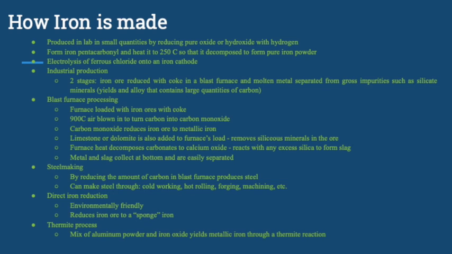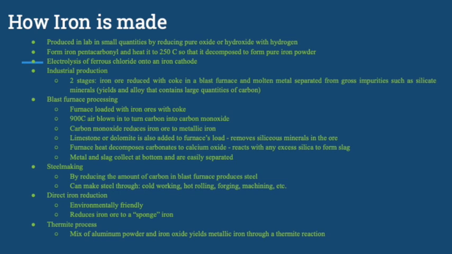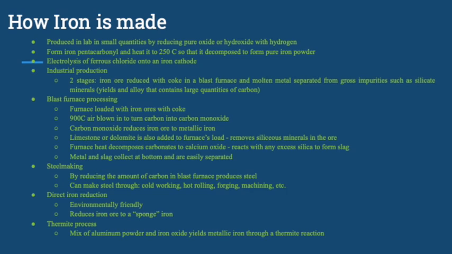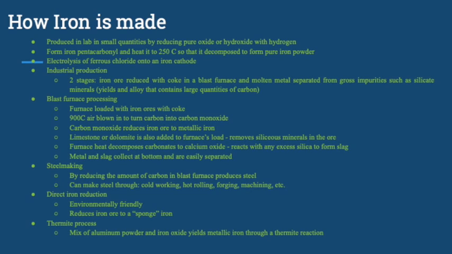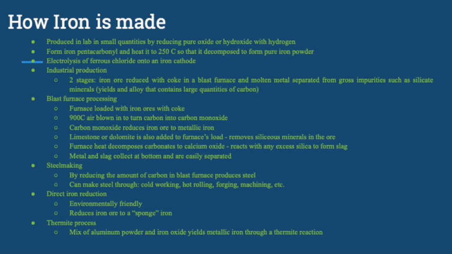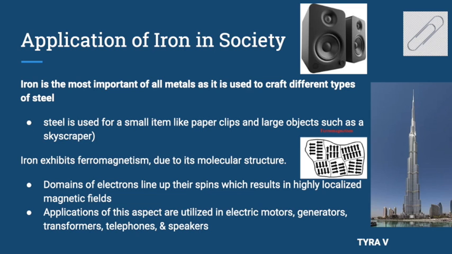There are many ways to manufacture iron, such as production in the lab setting, industrial production, blast furnace processing, steel making, direct iron reduction, and thermite processes. There are many applications of iron in society. In fact, iron is the most important of all metals as it is used to craft different types of steel. Steel is found in objects that are very small, such as a paperclip, to large landmarks, such as a skyscraper.